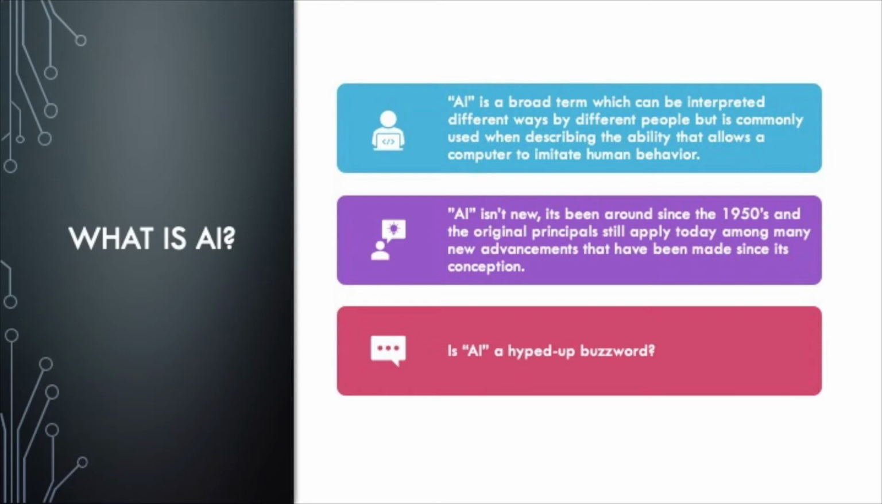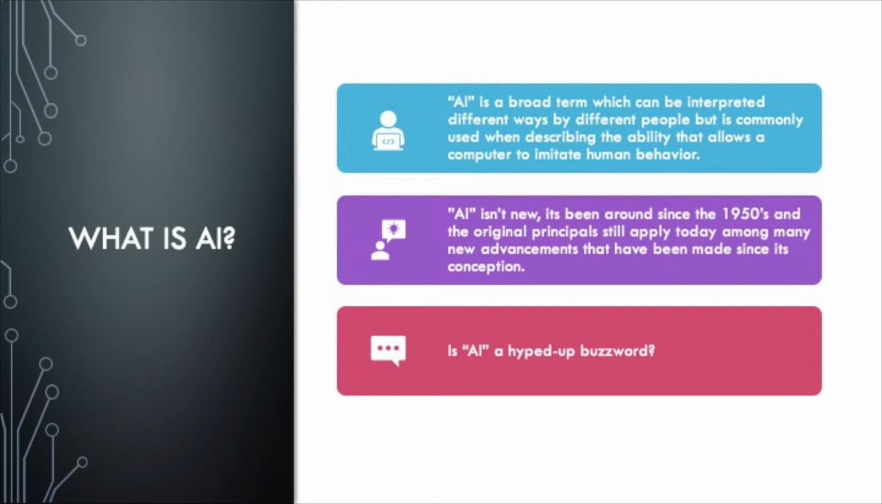And what's interesting to me is that AI isn't new. It's been around since the 1950s. And the original principles still apply today among many of the new advancements, such as the deep learning branch of machine learning, on top of many other advancements in the AI field.